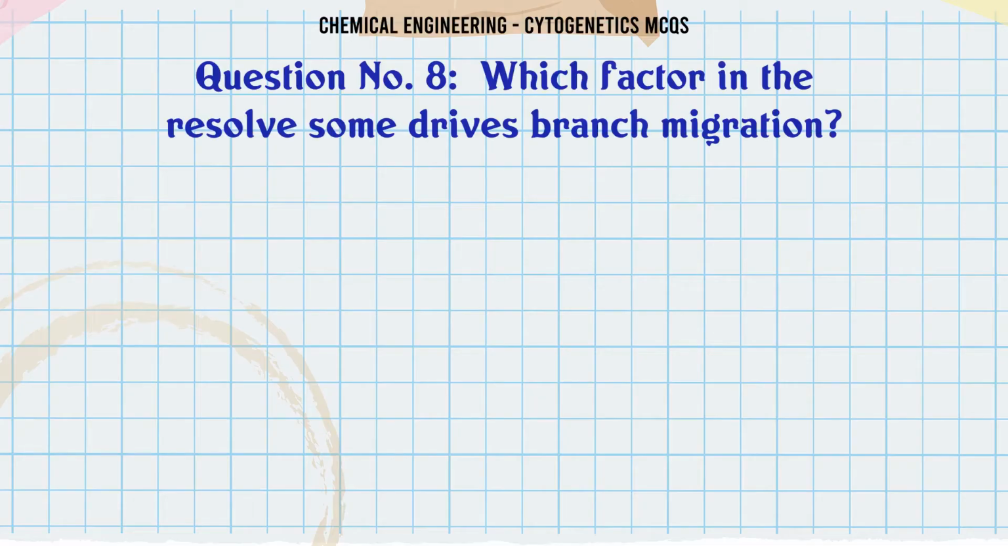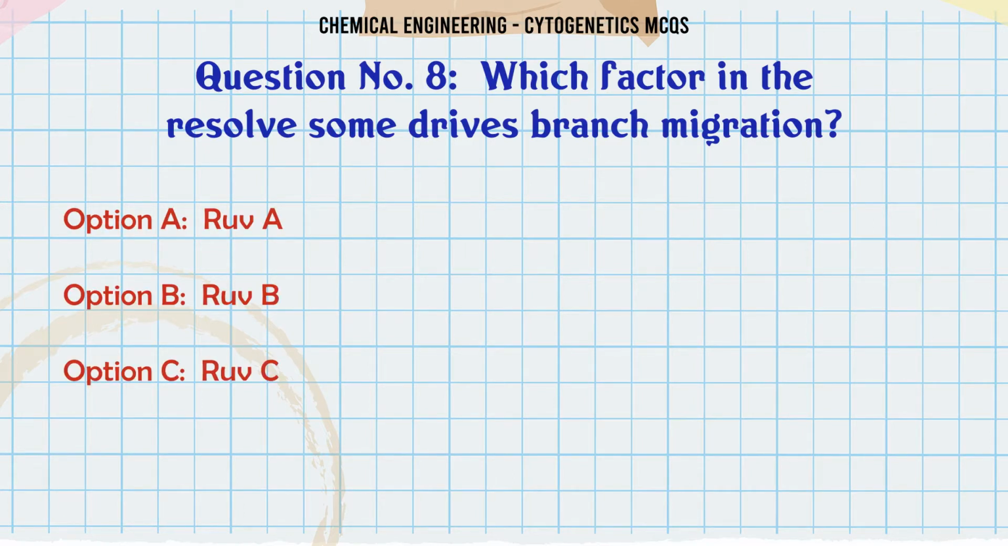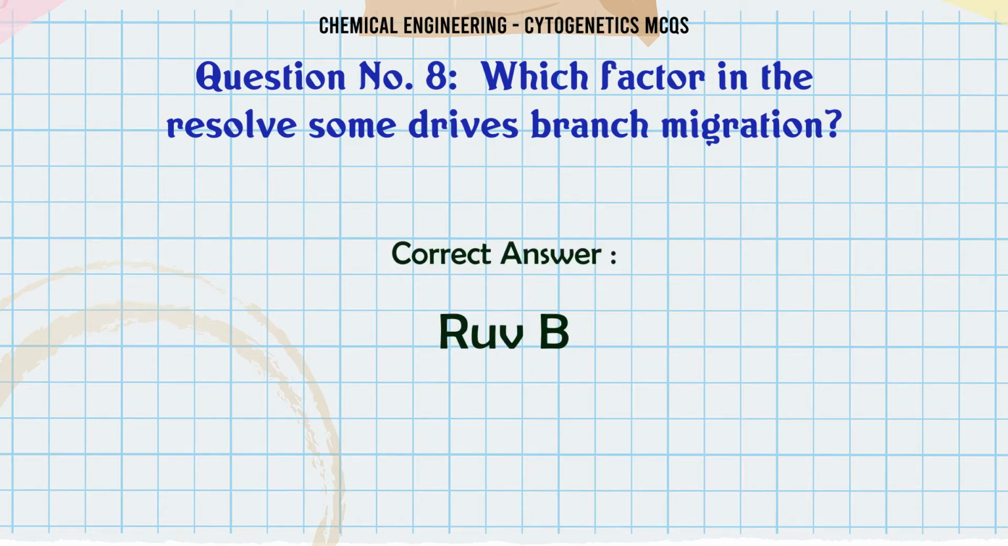Which factor in the resolvasome drives branch migration? A) RuvA, B) RuvB, C) RuvC, D) RuvZ. The correct answer is RuvB.